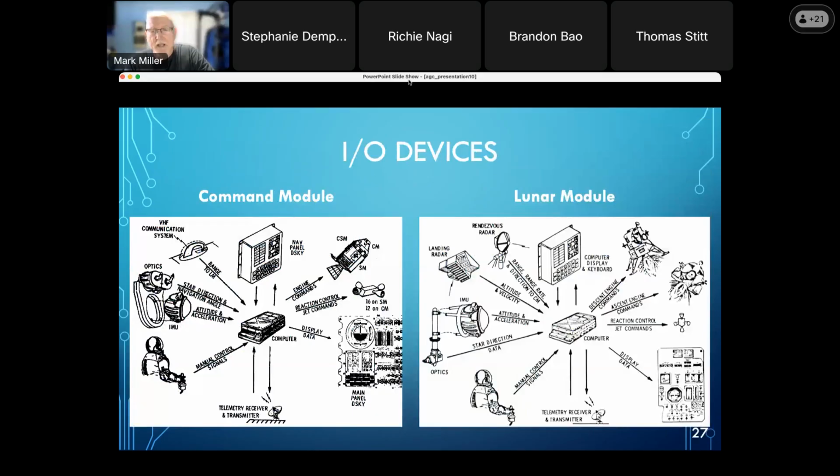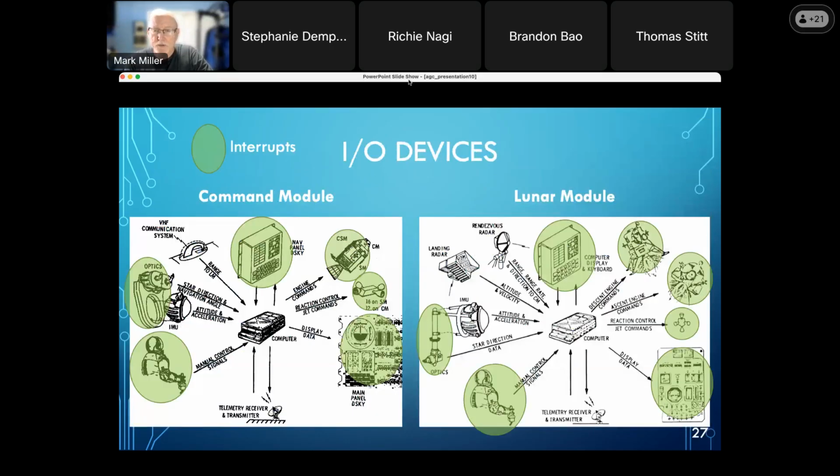So the I/O devices on the two computers had to handle. On the left there is the command module and all the different devices the computer interacted with. Lunar module on the right. The things in green here, the way that they talk to the computer is through interrupts. So they say, I have some data, the computer runs an interrupt service routine, gathers the data from that device, and then goes back to whatever it was doing before it was interrupted. That's for fairly low bandwidth interactions.